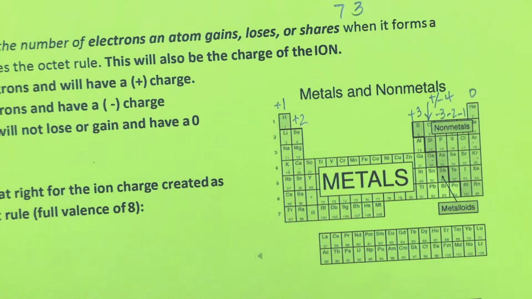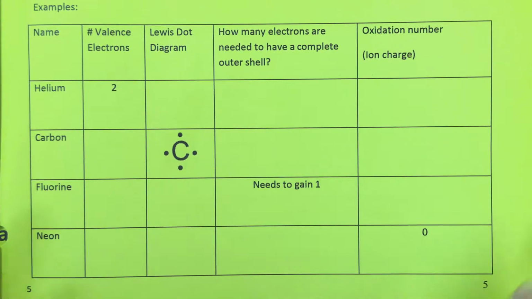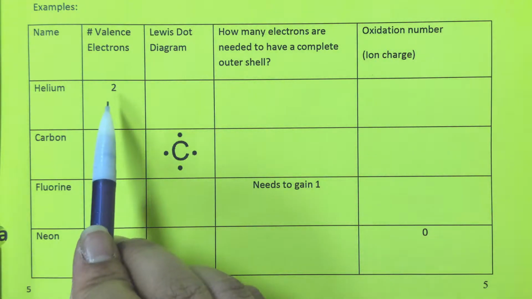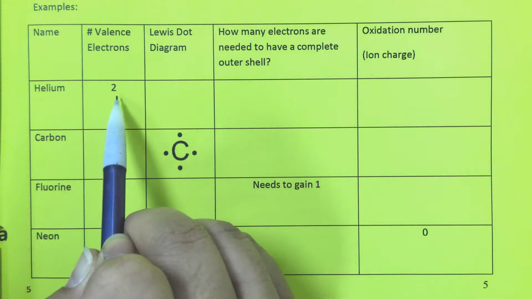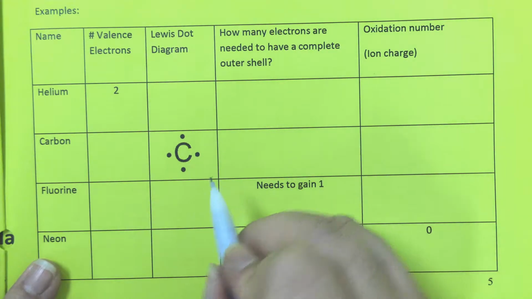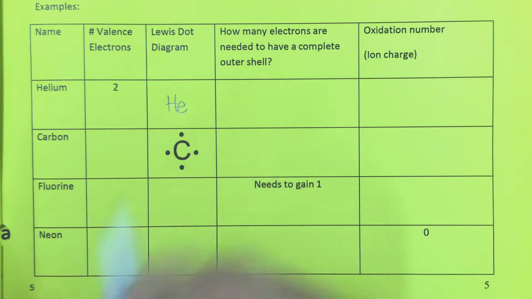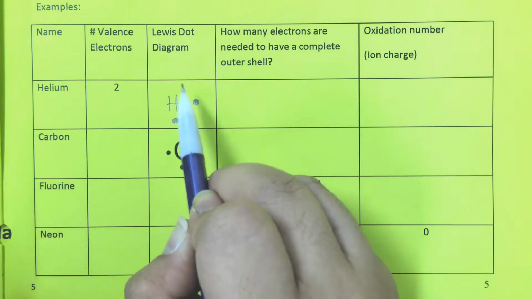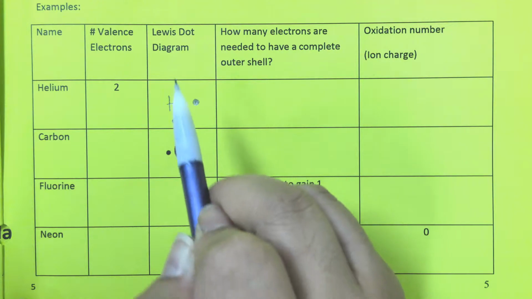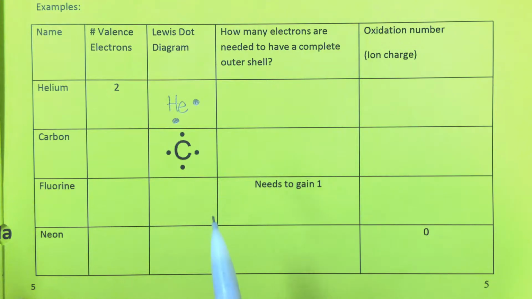Alright, so let's go ahead and take a look at our examples. So helium, again, it's in group 8A, but it's an exception to that rule. Helium only has 2 valence electrons. So our Lewis dot diagram for helium, the symbol is He, and we have 2 valence electrons, so 1, 2. Now remember, it doesn't really matter where you put those dots. You can have 1 here and 1 here, or 1 on top, 1 on bottom. It doesn't really matter as long as you have 2 electrons sitting by themselves.